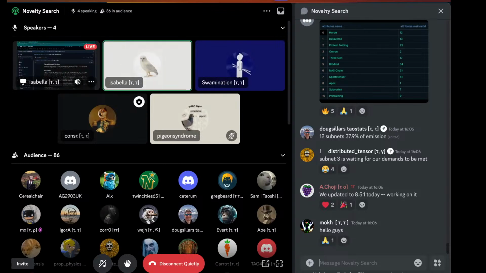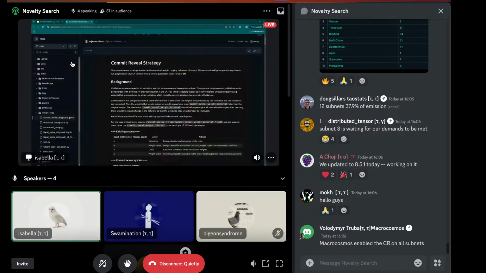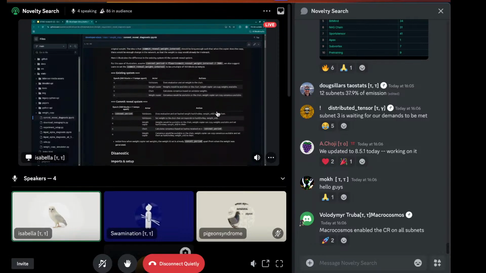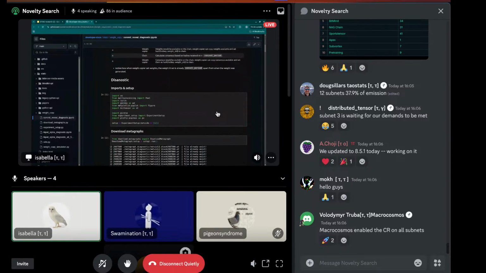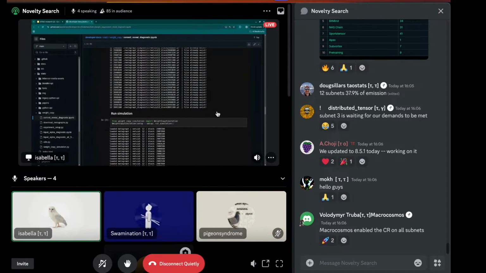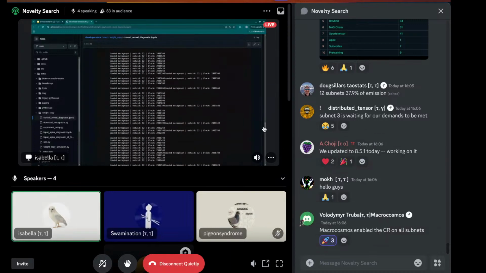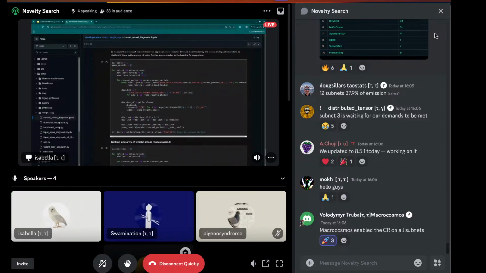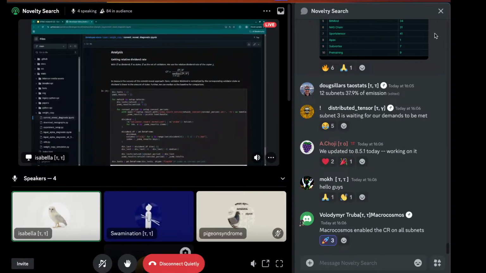Okay, so this is where the script is located, and it's a very self-explanatory script. It explains what commit reveal is, which we have already talked about many times. It goes through everything, downloading the metagraphs and running the simulations. The simulation will be saved in a dedicated location, and then it will help you calculate the dividend loss.